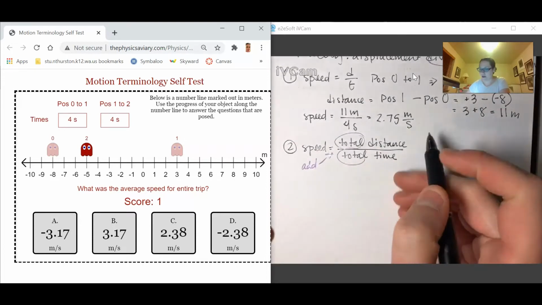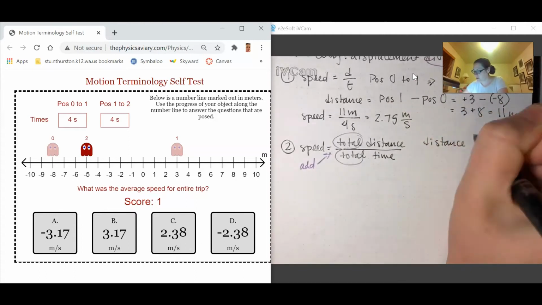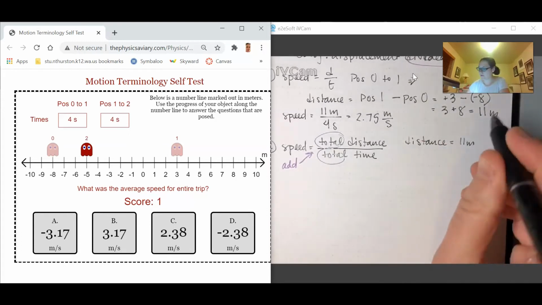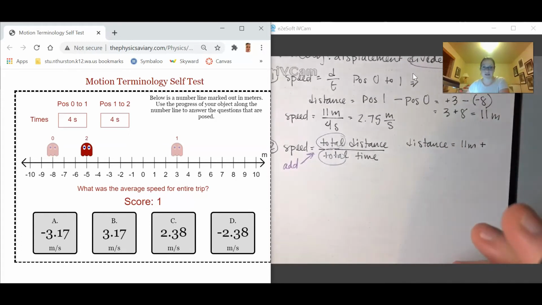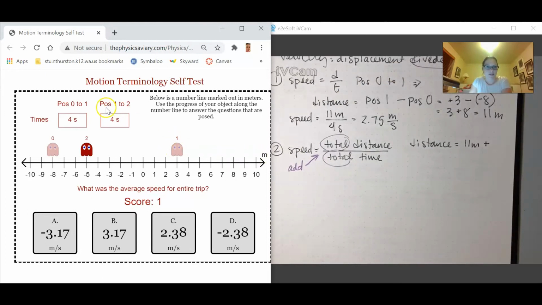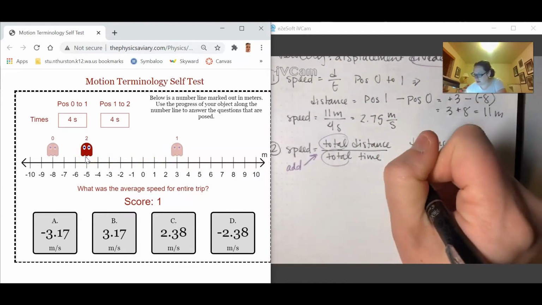All right, well, I already know that my distance, for example, is going to be 11, because I found that in my first problem, plus whatever the distance is for the second leg of my trip. So let's figure that out. My second leg of my trip is from position 1 to position 2. So here I go from 1 back to position 2. I'm going from 3 to negative 5. So that distance, let's figure that one out.